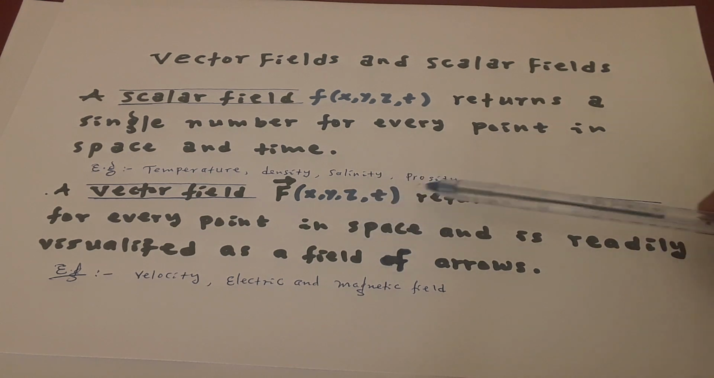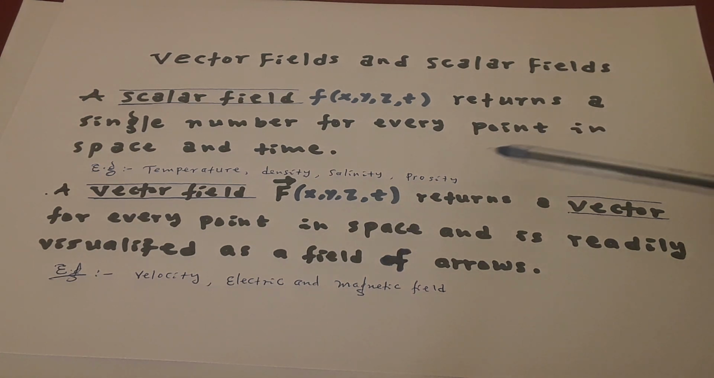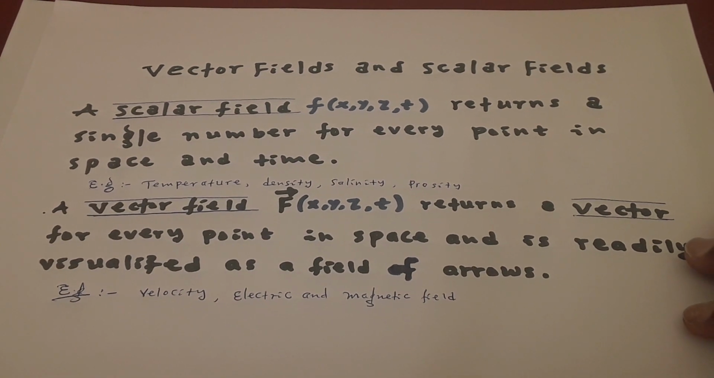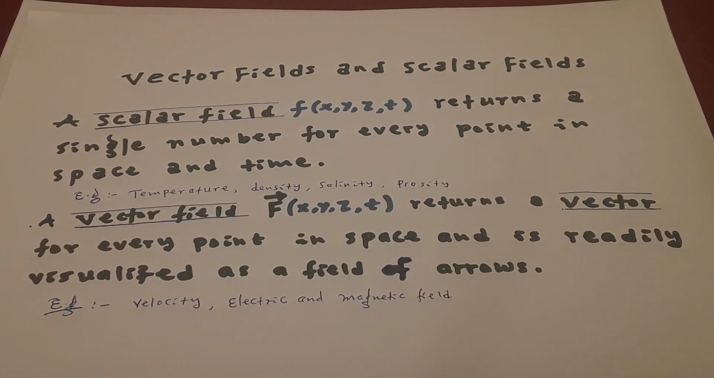So a scalar field is something that has a particular value at every point in space. We have instances here: temperature, density, salinity, and porosity are examples of the scalar field, whereas velocity, electric, and magnetic fields are some of the vector fields.